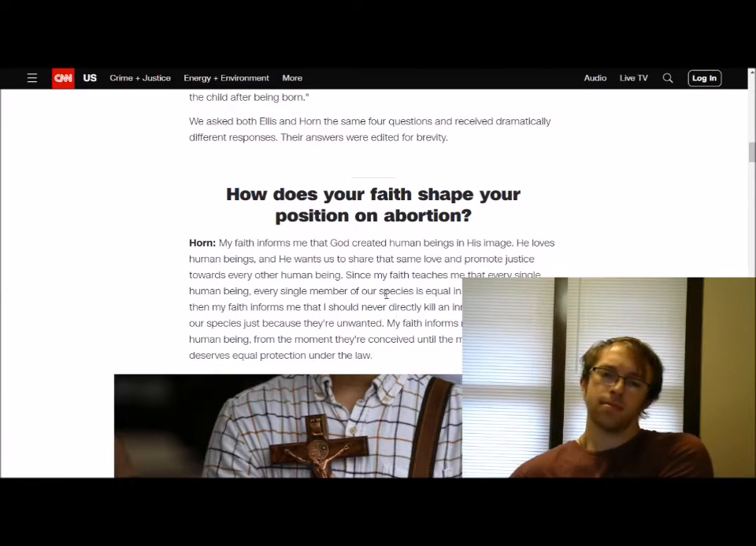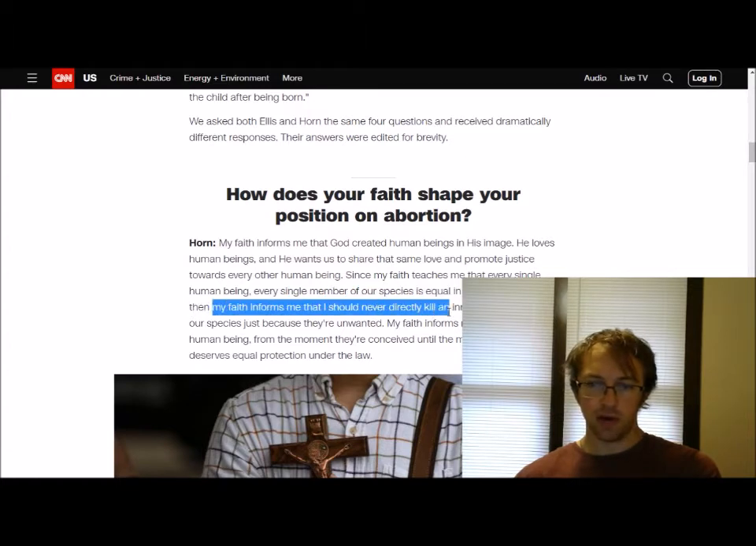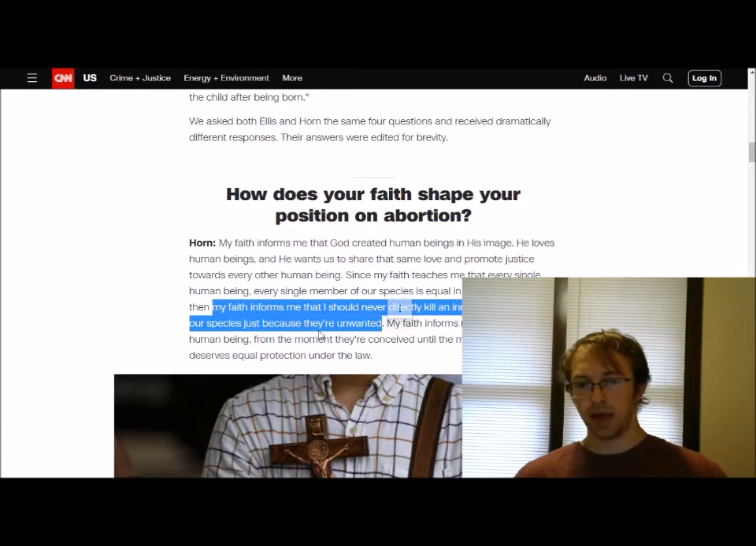So first let's find the conclusion of the argument. That might give us a good start, okay? I think the conclusion is about right here. It says, "My faith informs me that I should never directly kill an innocent member of our species just because they're unwanted." I would say that is probably the conclusion, but there's an implied conclusion here.